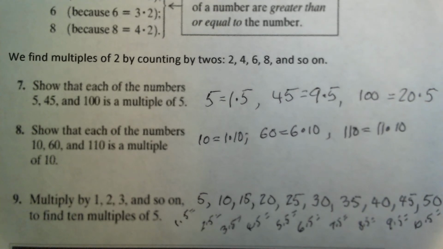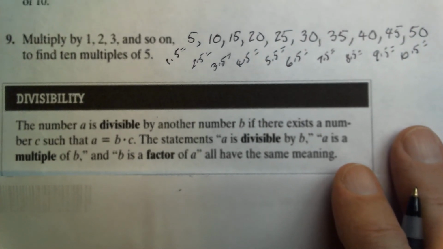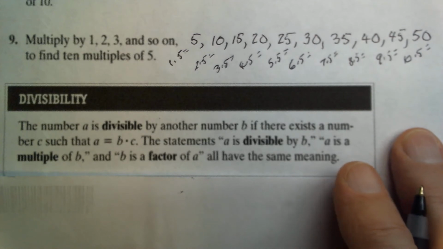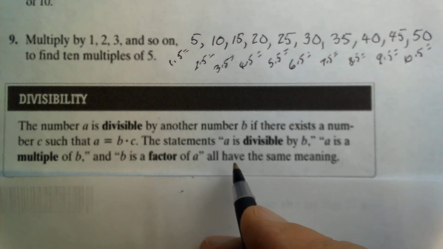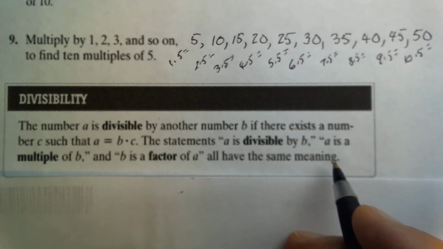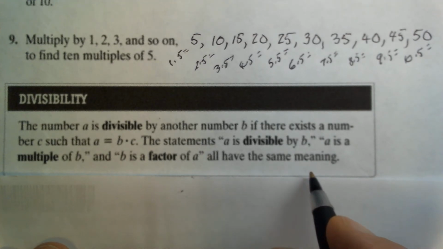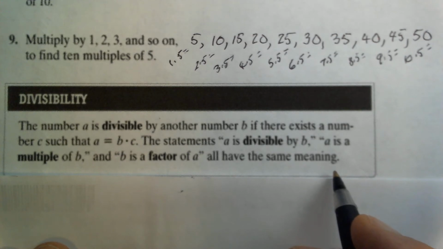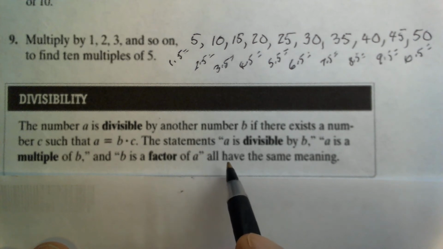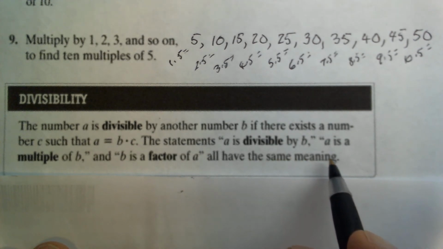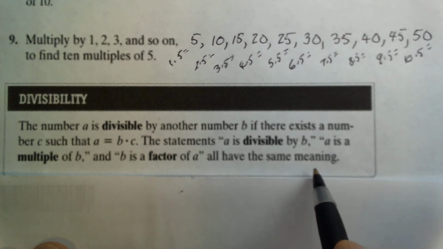Next topic is divisibility. We say a number A is divisible by another number B if there exists a number C such that A equals B times C. The statements A is divisible by B, and A is a multiple of B, and B is a factor of A all have the same meaning. In other words, they're all equivalent. Okay? So again, the statements A is divisible by B, or A is a multiple of B, or B is a factor of A, all have the same meaning.